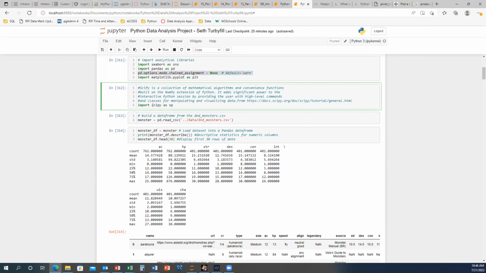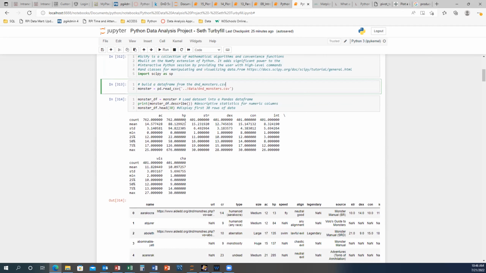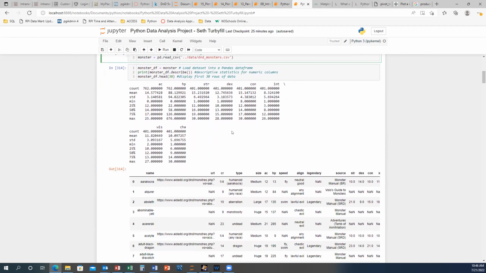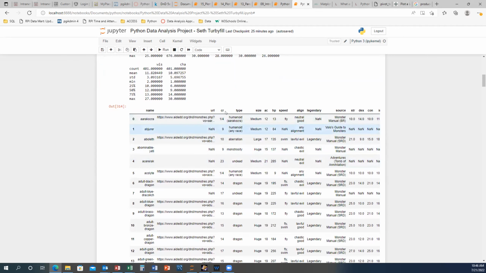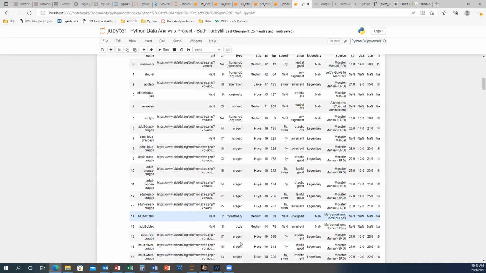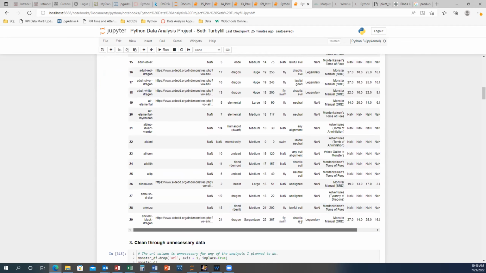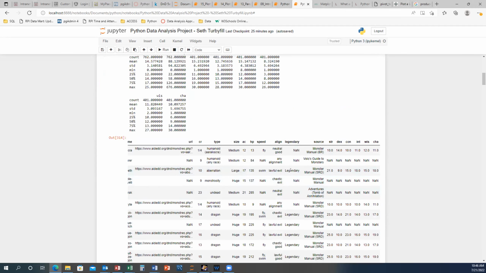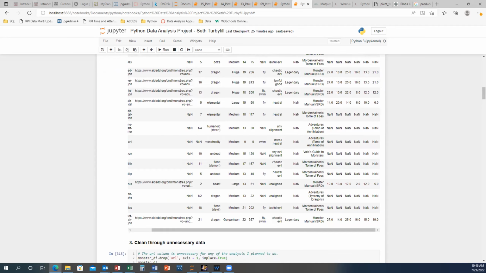I also imported SciPy, because I've got a bit of code where I wrote 2 functions that'll display the R value on a scatter plot. So I imported my CSV right here, right? And this is just what was in the CSV when I imported it. So there's a bunch of information, the name, a URL, CR, type, a bunch of different things here. Most of this I'm not going to need. So I do trim most of this out, honestly.